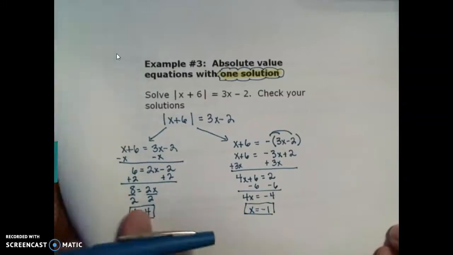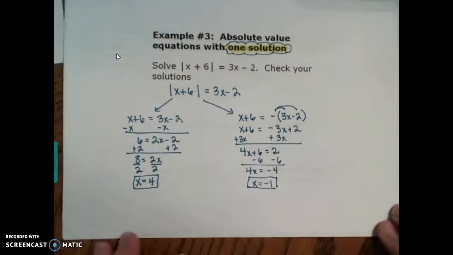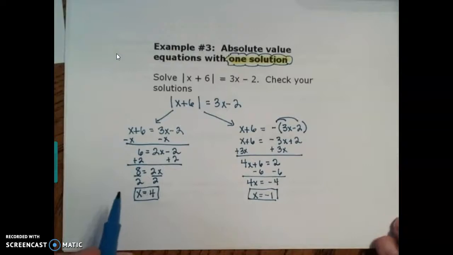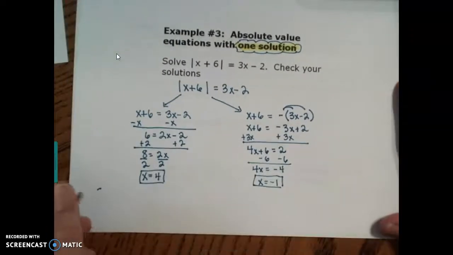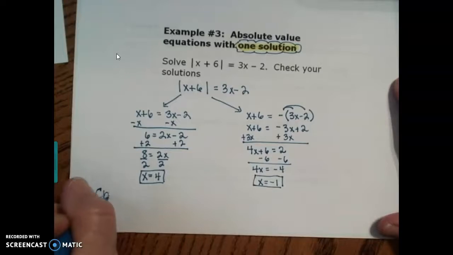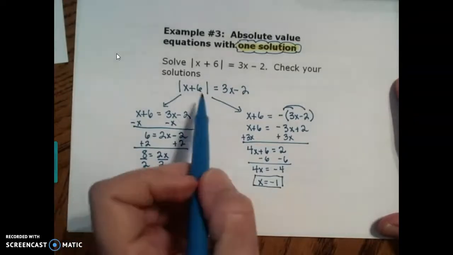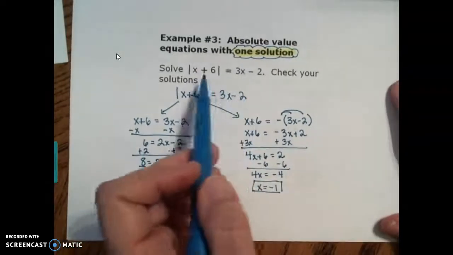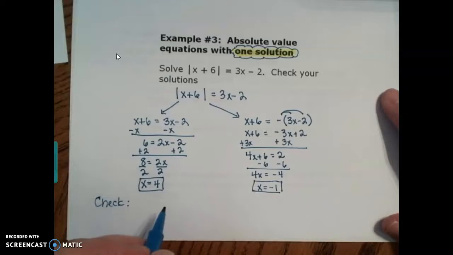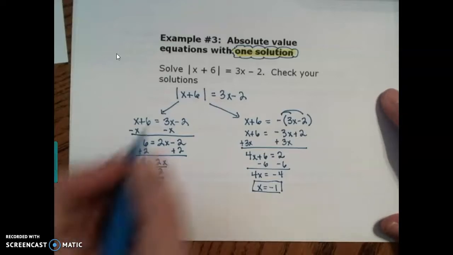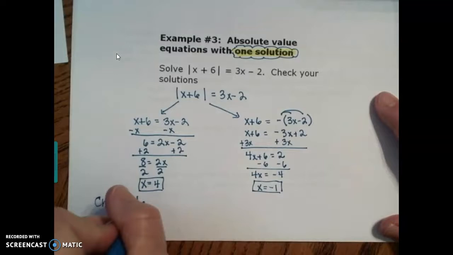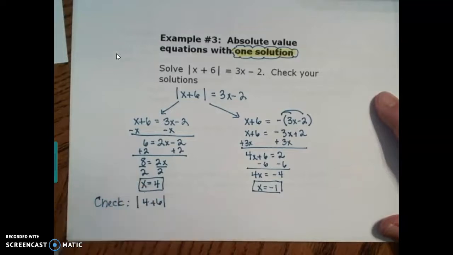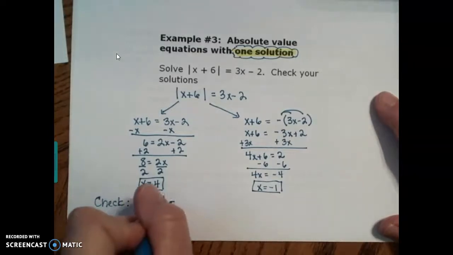Okay, so then remember I told you that last step is very important: to check your solutions. So we're going to do that, and this time I'm going to actually write it out because it's a little more difficult when you have an expression on both sides of your equal sign to check your answer. So I'm going to write it out for you. So we had x plus 6. If I'm saying my solution's 4, I'm going to have 4 plus 6 in the absolute value bars.